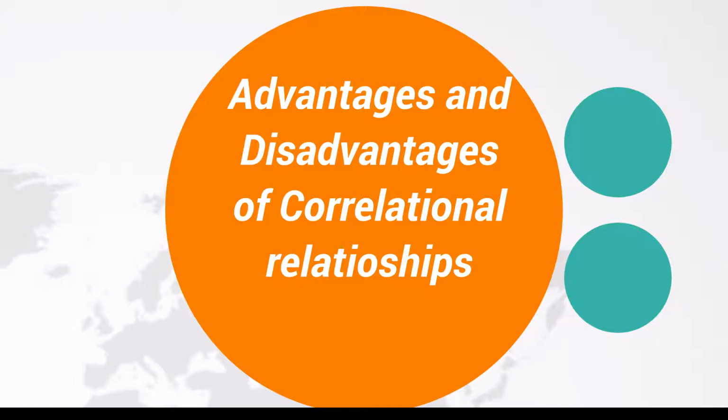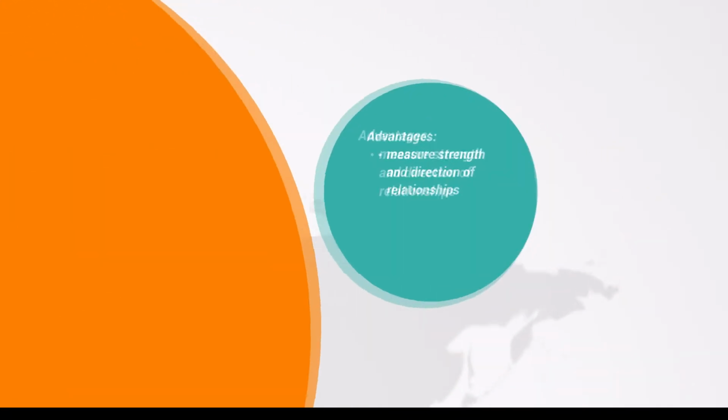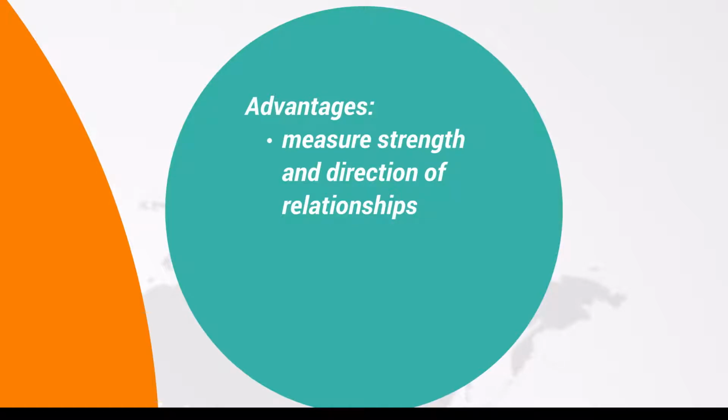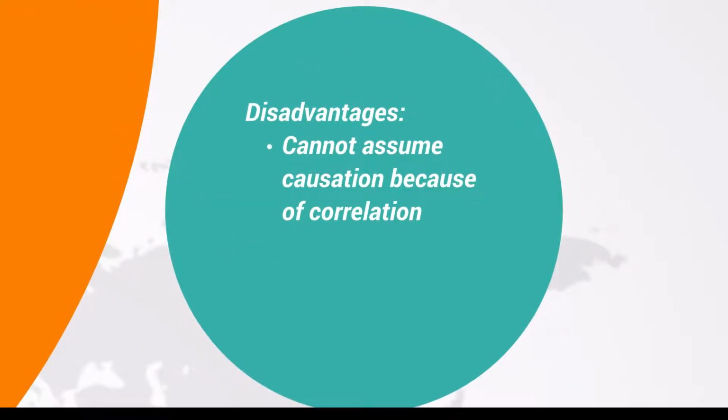The advantages of correlation relationship are that you can measure the direction and strength of a relationship. The disadvantages of a correlation relationship would be that it cannot determine if there is a causation. Even with a strong relationship between variables, it cannot assume that one variable causes a change in the other.